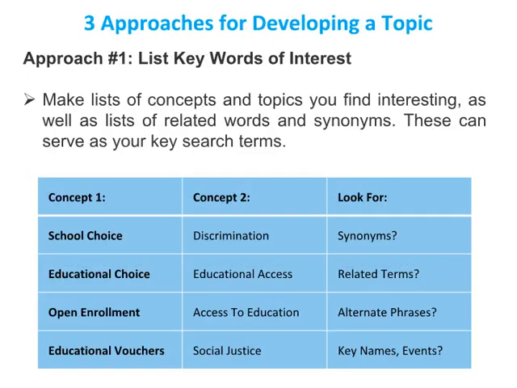There are 3 approaches for developing a topic. Number 1 approach is list keywords of interest. Make lists of concepts and topics you find interesting, as well as lists of related words and synonyms. These can serve as your key search terms. So, you will make concept 1, concept 2 and look for. For example, you can compare and contrast concept 1 and concept 2. In this way, you can find a research topic.